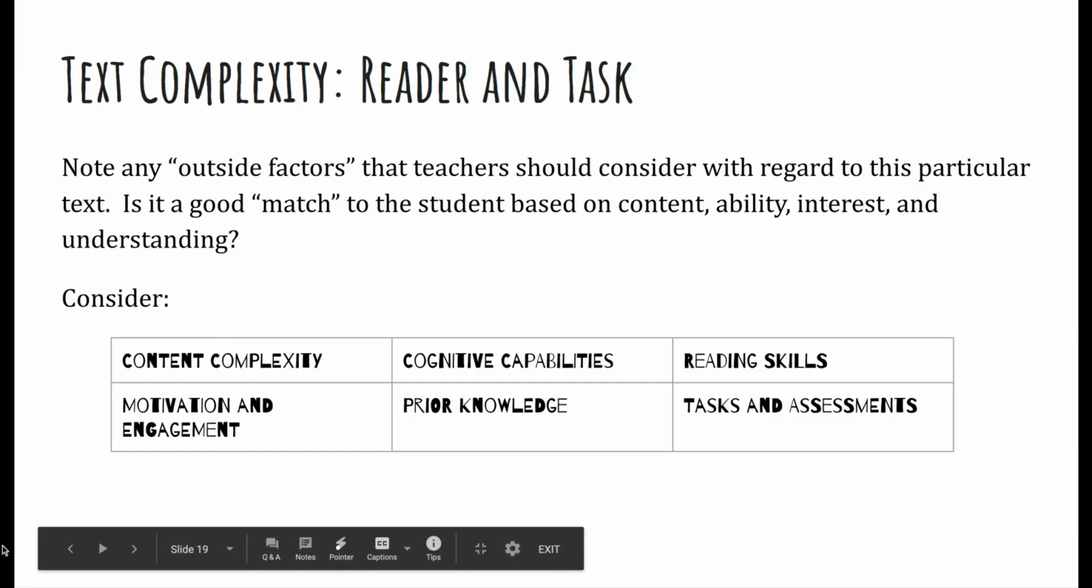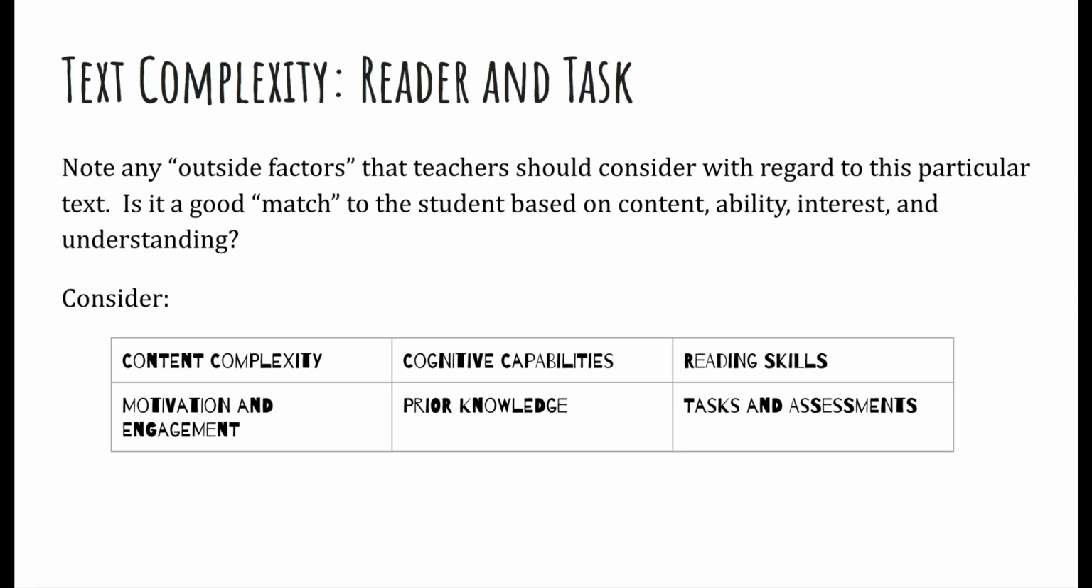And then finally, the reader and task. So again, the reader, so the individual person, what's the complexity of the content? Again, Of Mice and Men, are students mature enough to deal with the fact that someone murders someone else at the end of the text? We have to think about that. Cognitive capabilities is another issue that we need to consider. We want students to interact with the text and understand it and be able to discuss it. So we don't want to give them something that is so complex that they can't read it.